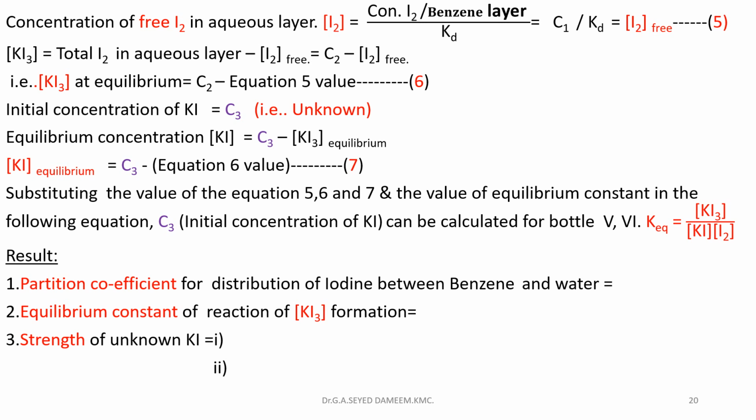And these values are reported as the results of this experiment. One result is the partition coefficient for distribution of iodine between benzene and water. Another is the equilibrium constant of the reaction of KI3 formation. And another result is the strength of the given KI solutions, given solution 1 and given solution 2.